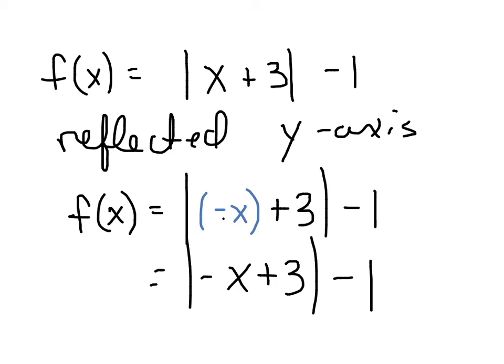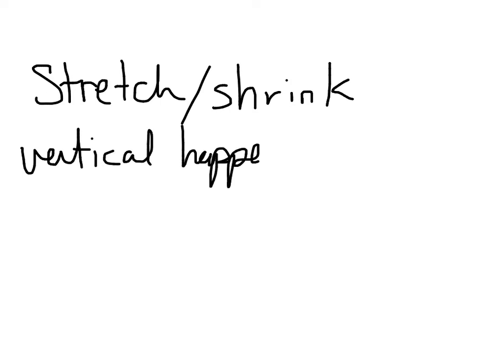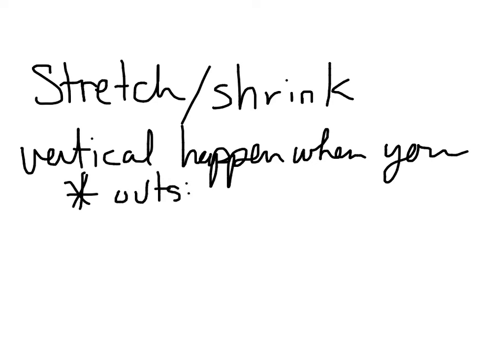And the last piece that we have then is stretch and shrink. And again, like I told you yesterday, I kind of went a little bit too far the first day and talked about horizontal. The only thing we're going to refer to today is vertical. Vertical stretching or shrinking happens when you multiply outside the grouping symbols.